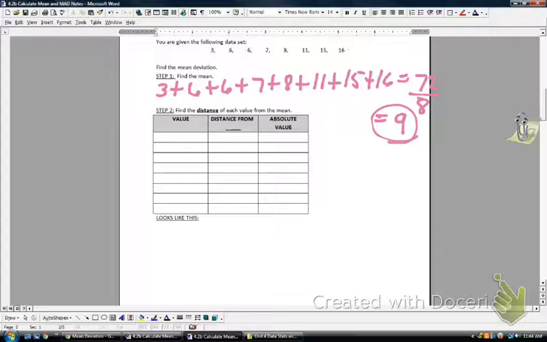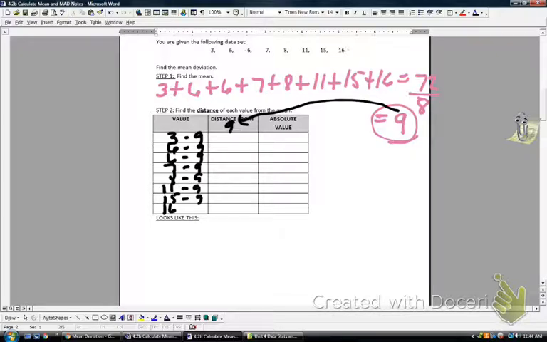All right, then the next thing that we're going to do, and I've put it in a table. We won't always put it in a table, but this will make this step a little bit clearer. So we're going to take those values from our data set. So we have 3, 6, 6, 7, 8, 11, 15, and 16. And then we're going to find the distance from 9, and that comes from my mean. So I'm going to take 3 minus 9, 6 minus 9, 6 minus 9, 7 minus 9. You see the pattern all the way down.